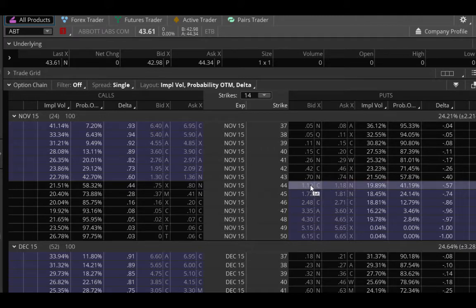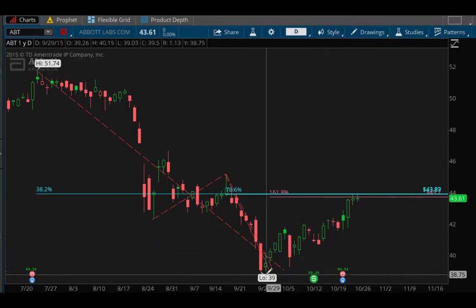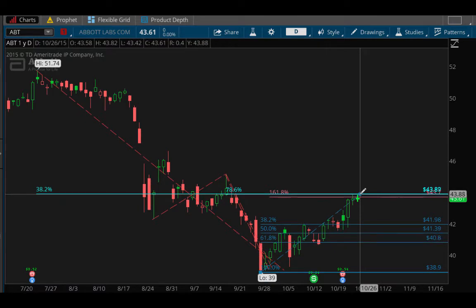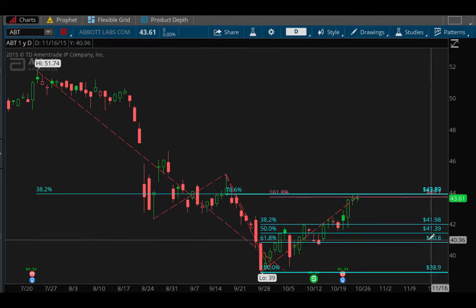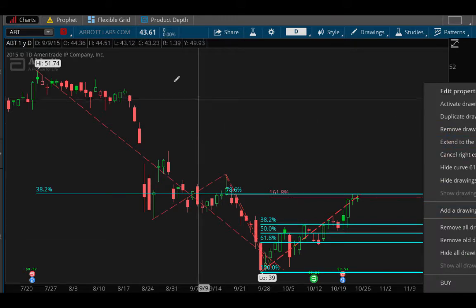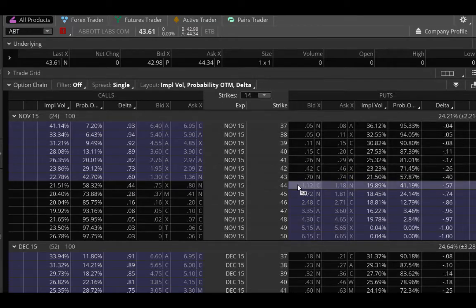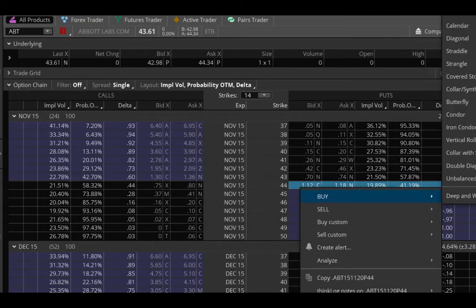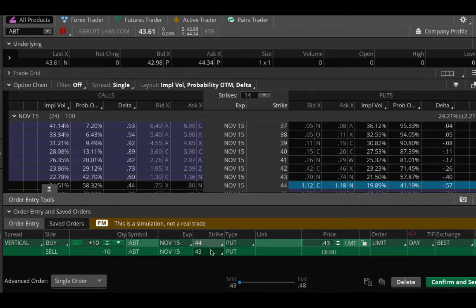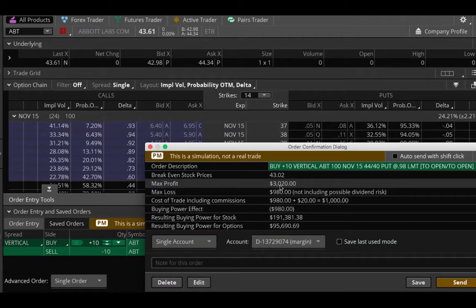So we would take a look at the 44, maybe a 44, 43 debit spread, and we can go back to the charts. We could even take a retracement here and see that the 61.8 retracement is around 40, and that would give us a good guide to come in here and buy a vertical spread going from 44 down to 40. So now we have a price target of 40, starting at 44. It's a $4 wide spread that's going to cost us 98 cents. So our total profit that we can make from this would be about $3.02.